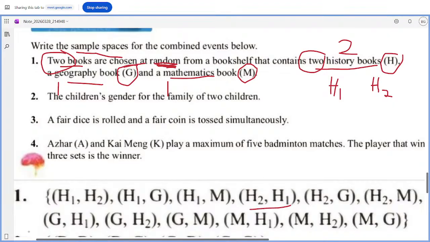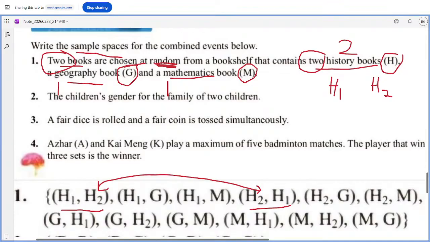These 2 are also considered different, guys. Do you know the reason? Why is it different? Both are history books, but how come we separate it into 2? It's the same genre, but we put 1 and 2. Anyone know the reason why? We need to separate to H1, H2.